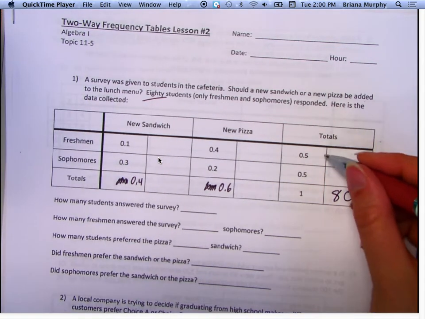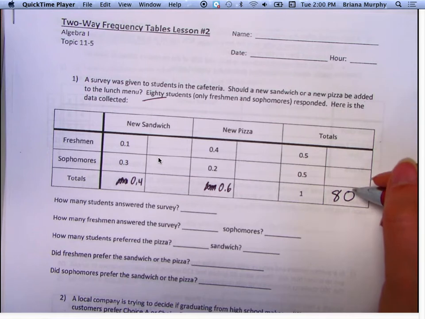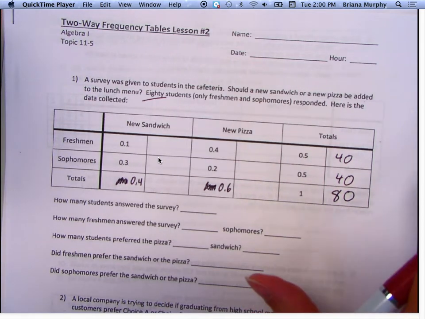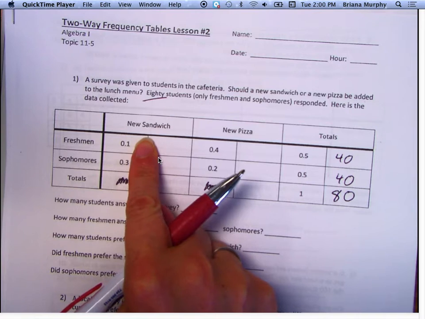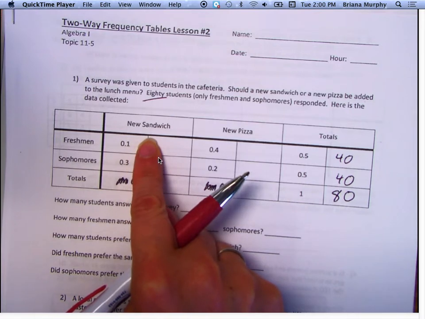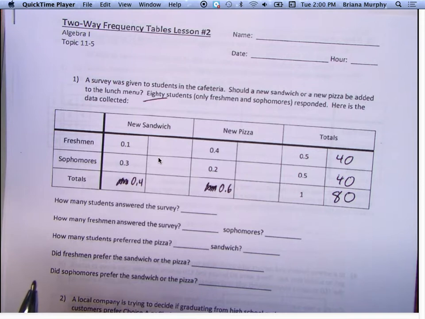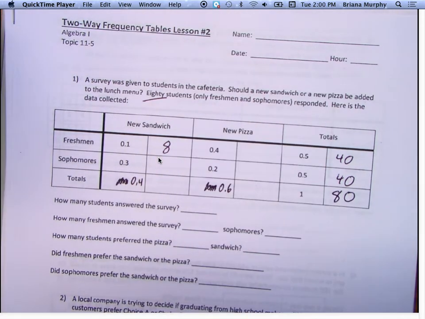So if 50% were freshmen and 50% were sophomores, how many numbers? What numbers do those look like? 40 and 40. Okay. All right. Now, 10% of freshmen liked the new sandwich. So how many people is that? What's 10% of 80? 8. I thought it's 10% of freshmen. No, it's 10% of the total.